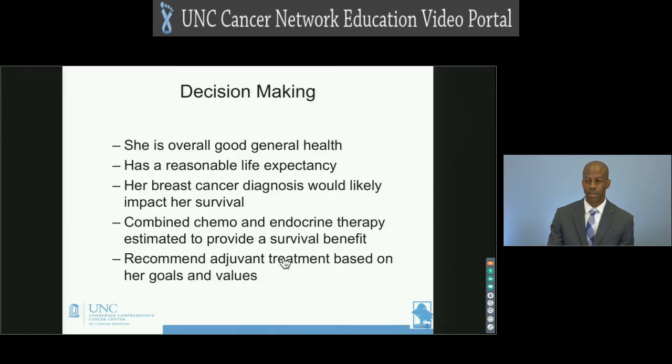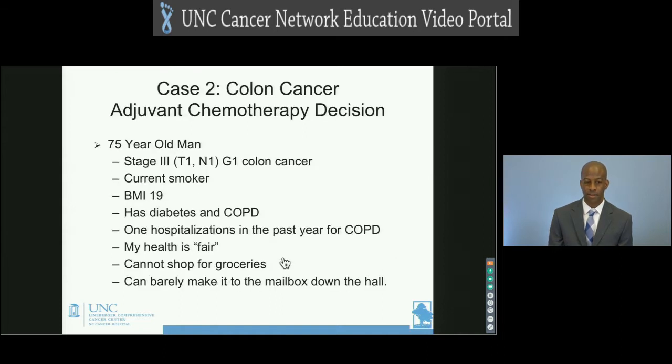So overall, in summary, she's in good general health. She has a reasonable life expectancy. A breast cancer diagnosis would not likely impact her survival, and combination chemo and endocrine therapy is expected to provide a survival benefit. And so, based on her goals and values, you would probably, if she were okay with it, recommend such treatments.